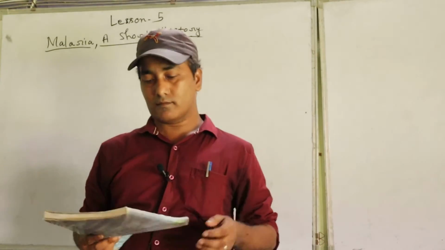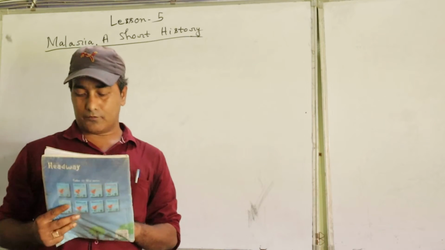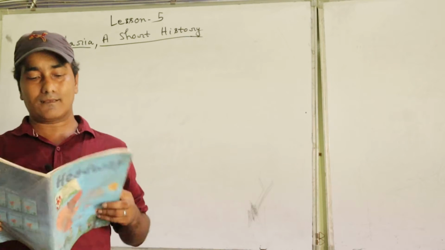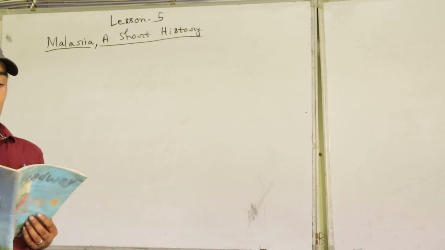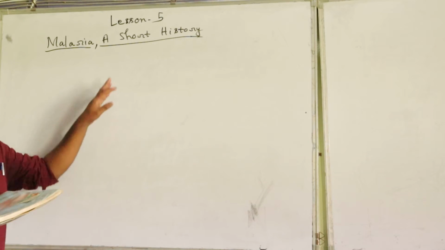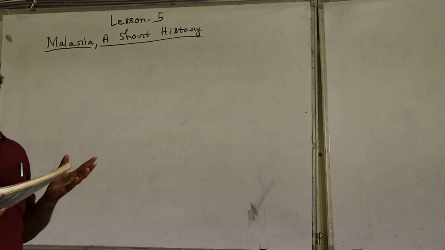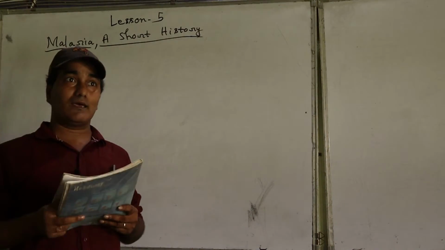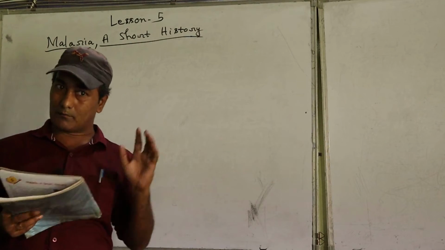Good morning, students. Today I am going to teach English for class 6, that is lesson number 5. So today, students, I will tell you about lesson number 5, that is malaria, a short history. Now in this lesson we learn about malaria, and I will briefly cover its history, how malaria came about.